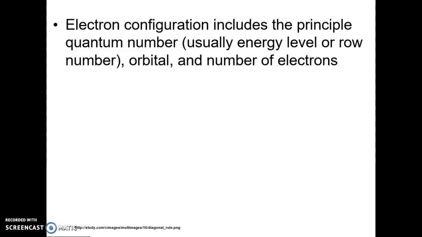The electron configuration includes the principal quantum number, the orbital, and the number of electrons. And the principal quantum number is usually the energy level or the row number of the periodic table. So one example of an electron configuration is 1s2. So from this information, we know it is in the first energy level or first row of the periodic table. And we know that the electrons are in the s orbital, and there's 2 electrons in that s orbital.